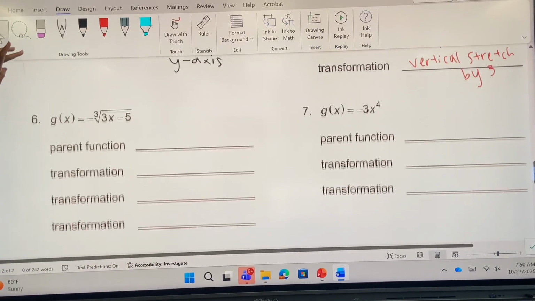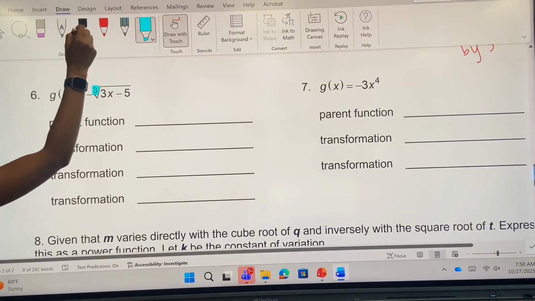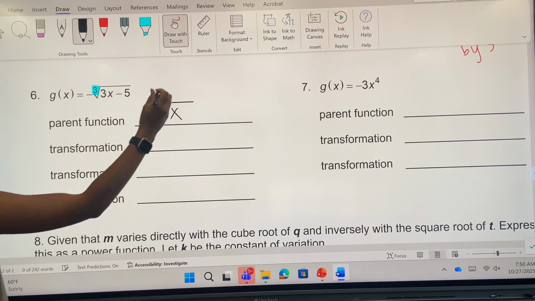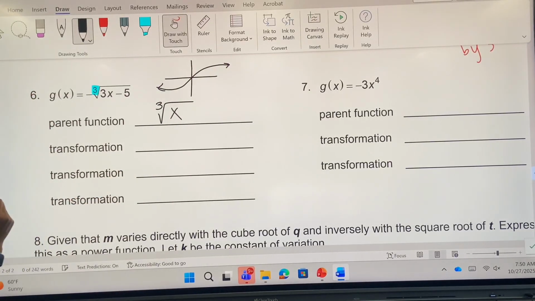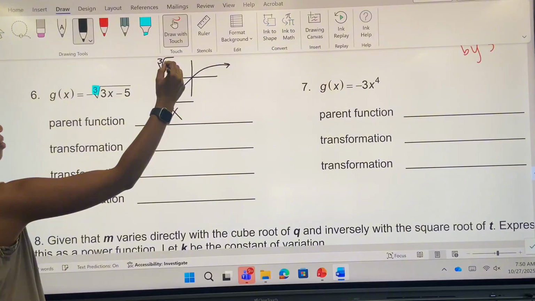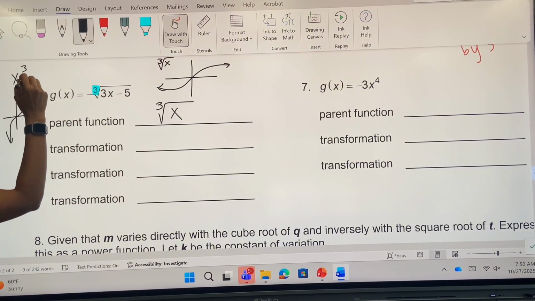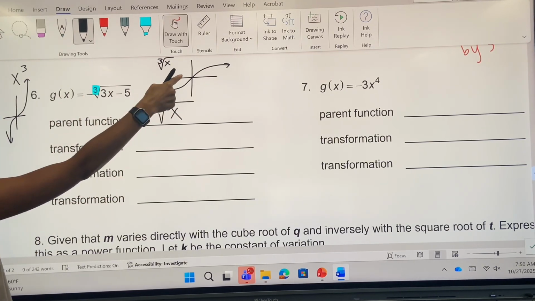Next one. This is a cube root graph. This is your parent function right here. A cube root looks like this. Okay, this is the cube root graph. Okay, the cubed graph looks like this. This one's more vertical, this one's more horizontal. Okay, so we're looking at this one.